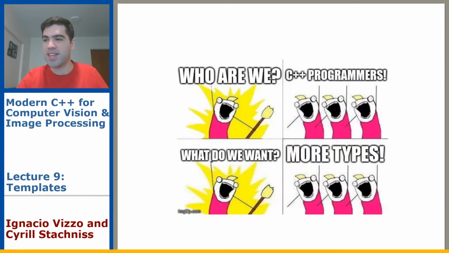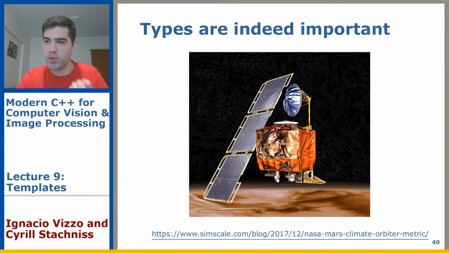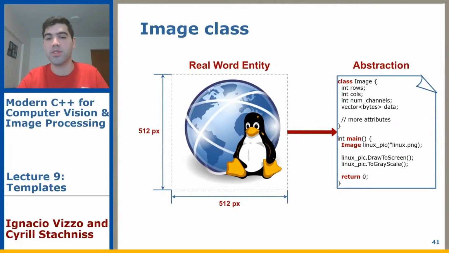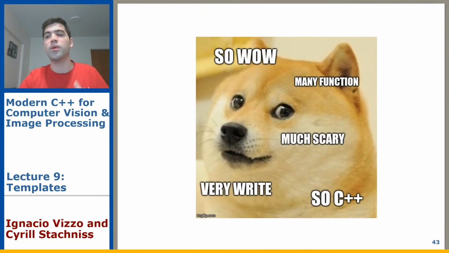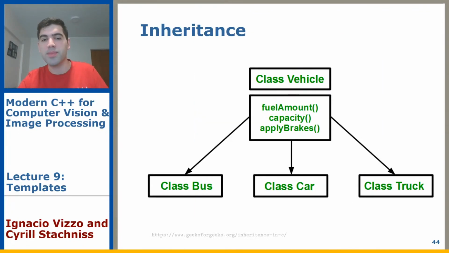We quickly discussed the filesystem library. We introduced how to create new types in C++, and we said why this is super important. We managed to represent an abstraction of the real world with a C++ program. We discussed all the anatomy of a C++ class. We briefly discussed move semantics.